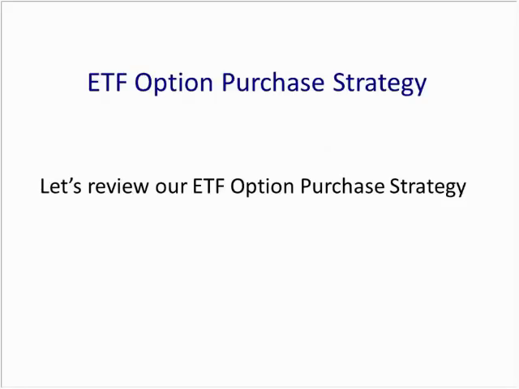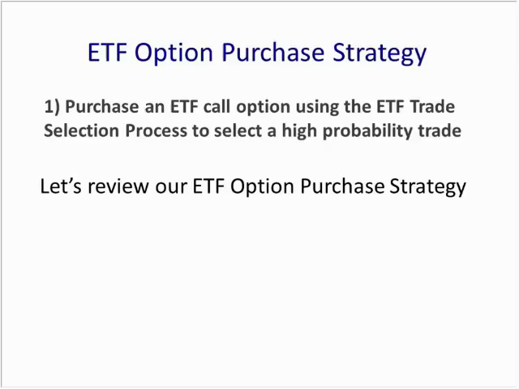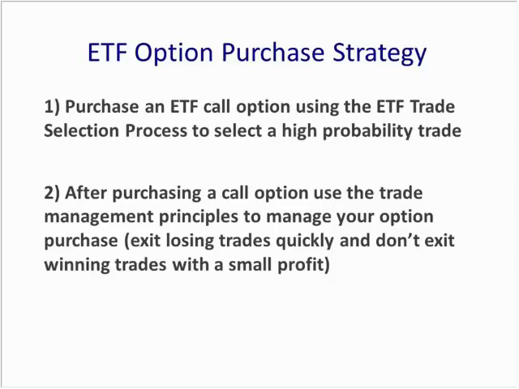So let's just quickly review the ETF option purchase strategy. And we would use this, of course, to purchase an ETF directional option trade. And the first rule is we want to purchase an ETF call option using the ETF trade selection process to select a high probability trade. And after purchasing a call option, we use our trade management principles. We went over these in last month's webinar, and we use those trade management principles to manage the option purchase. And they basically are, we exit losing trades quickly, and we don't exit winning trades with a small profit.